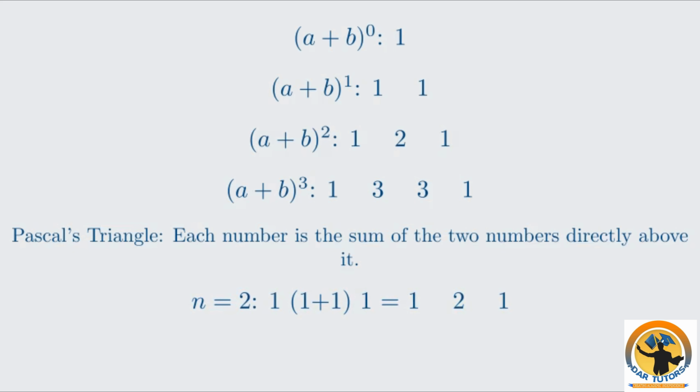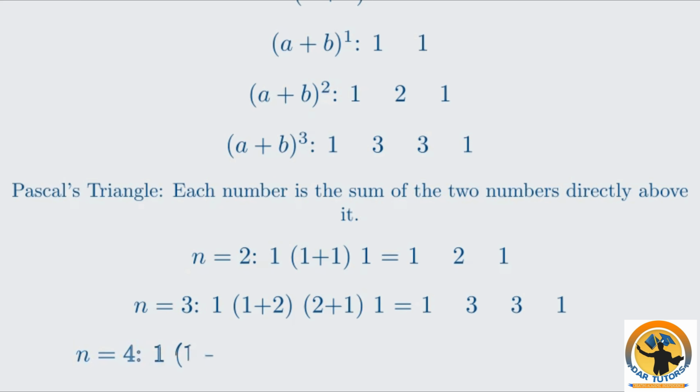For n equals 3, we start with 1. The next term is 1 plus 2, which is 3. The next is 2 plus 1, which is also 3. And we end with 1. We can continue this pattern to find the coefficients for any power. For example, for n equals 4, the coefficients are 1, 4, 6, 4, 1.